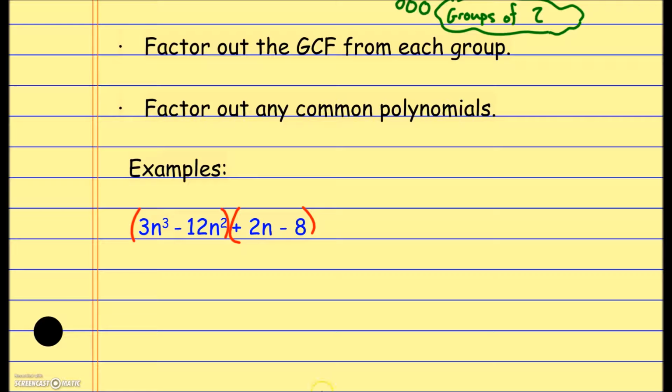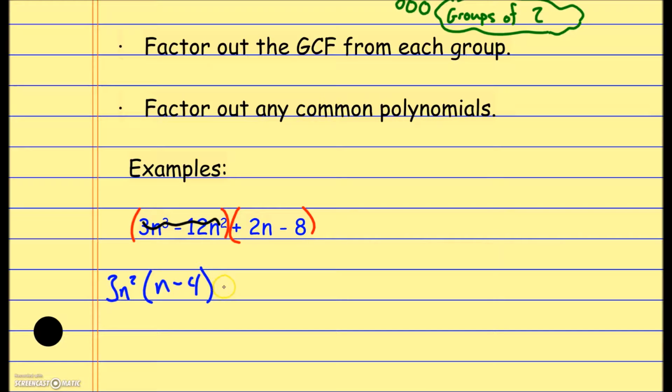So now if I ignored this second group, if I just ignored this guy for a second and just looked at the 3n to the third minus 12n squared, if I told you to factor that binomial, we would just factor out the greatest common factor. The greatest common factor here is a 3n squared. And when I divide that out, it leaves me with an n minus 4. And now what I'm going to do is I'm going to say, okay, let's look at this second group, and I'm actually going to ignore the first group. So if I were to ignore this first group and just look at the second binomial, 2n minus 8, I'm going to factor out the greatest common factor.